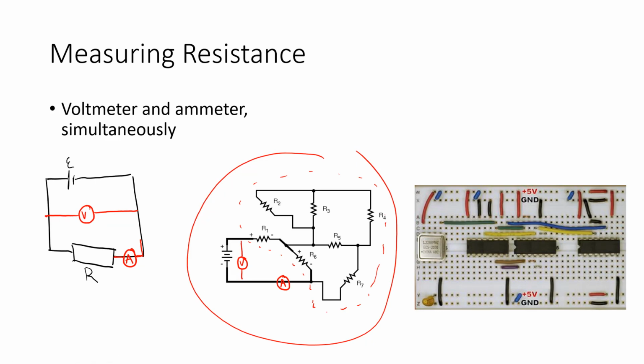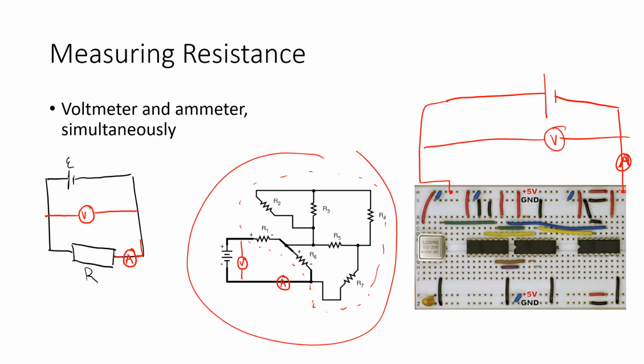Here we have a picture of a breadboard circuit, and a breadboard is going to have essentially one part of the circuit connected to the negative terminal of a battery, or negative voltage, and the positive terminal is going to be connected somewhere else. So if we want to measure the resistance, we just need an ammeter and a voltmeter. Ammeter always in series, voltmeter always in parallel with the circuit.